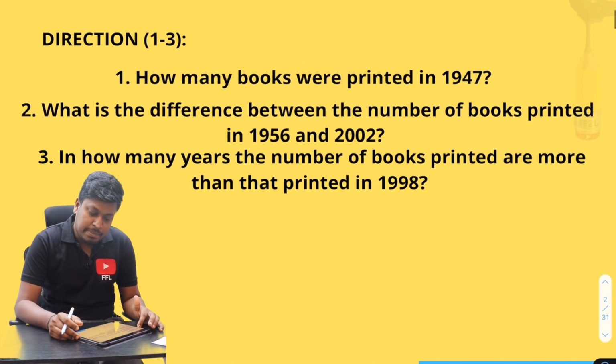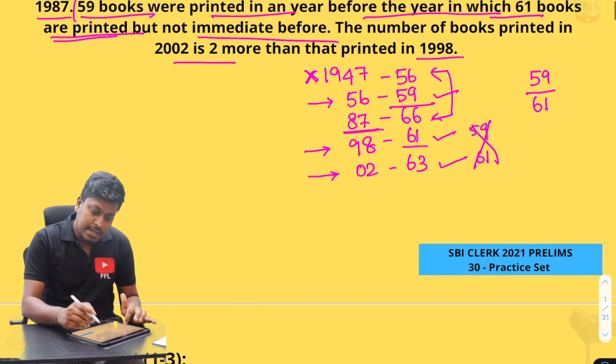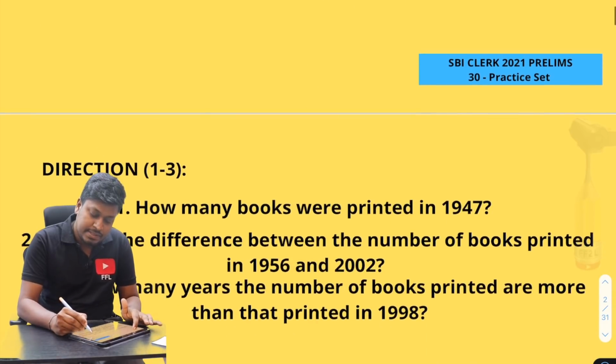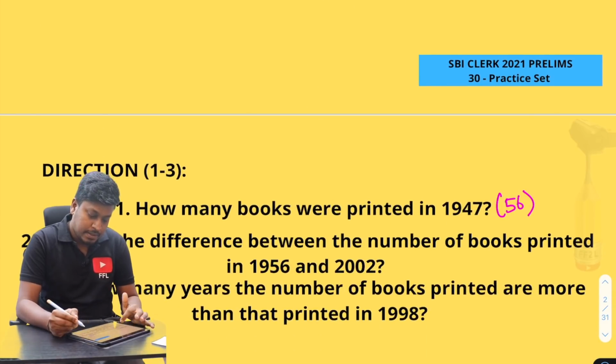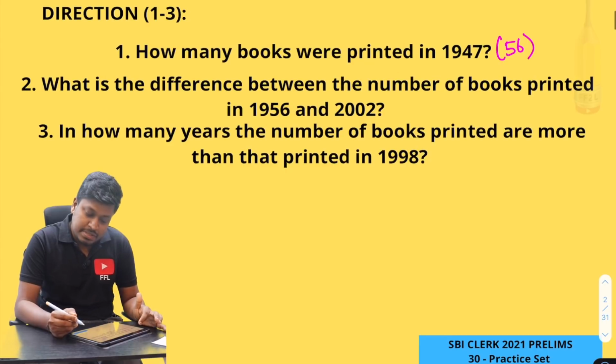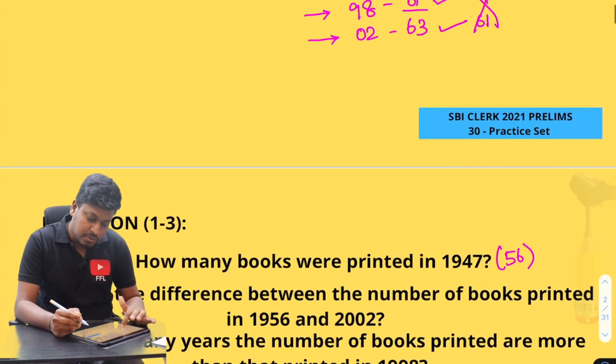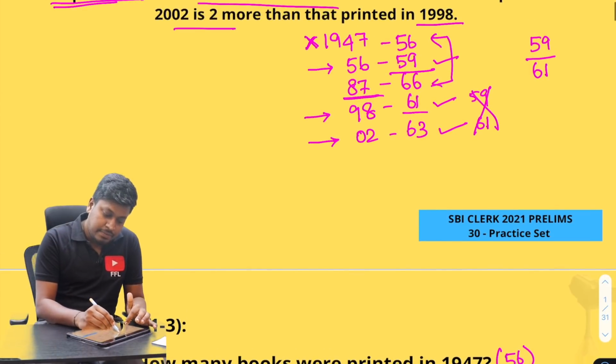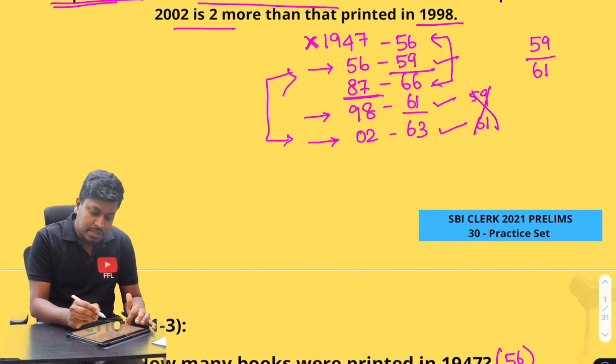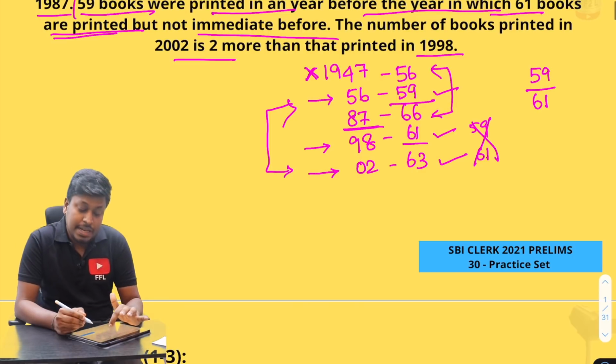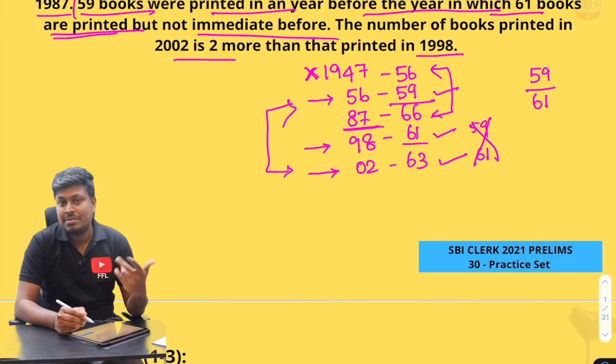Next, let me move on to the questions that they have asked. How many books were printed in 1947? 56 books were printed. Next question, what is the difference between the number of books printed in 1956 and 2002? We know that in 1956, 59 books were printed and in 2002, 63 books were printed. So the difference will be 4.